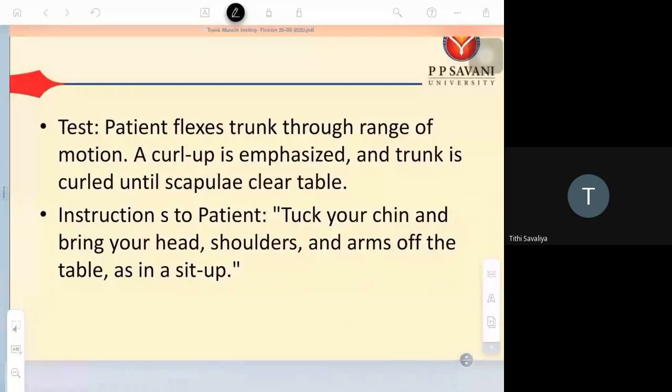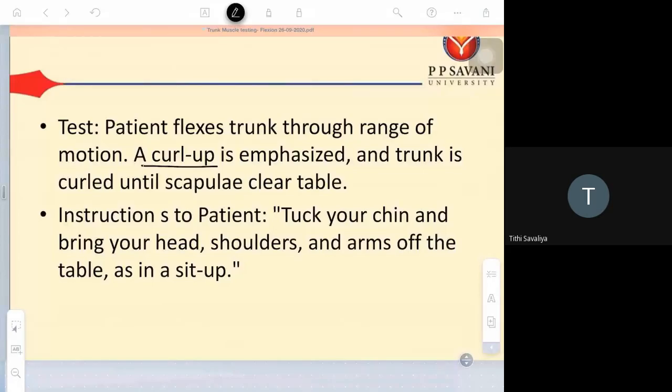Test. Patient flexes the trunk through range of motion. Curl up should be emphasized. What is curl up? Patient has to flex the body from superior to inferior. Clear? That is called curl up. First neck flexion, next thoracic flexion, then lumbar flexion. So curl up should be emphasized.